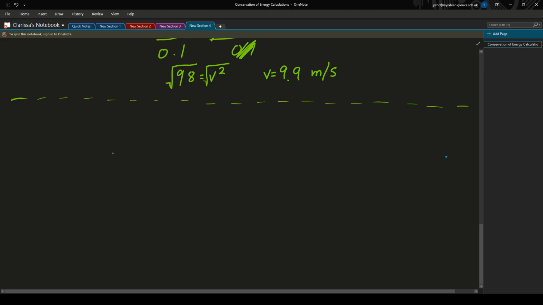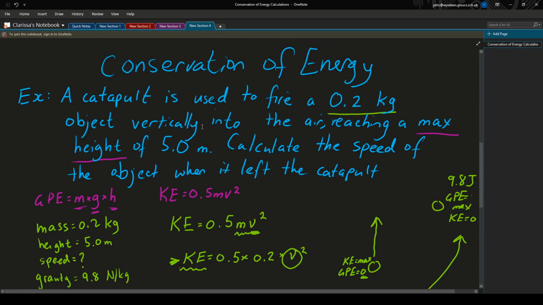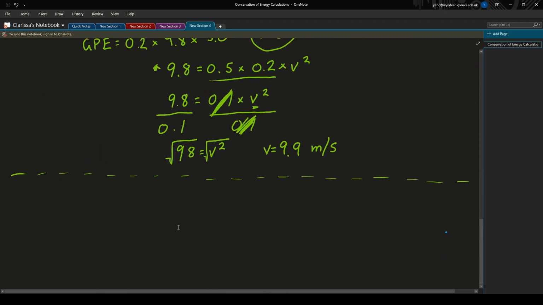So, from my question, because I know it's transferring from a kinetic energy store, because it's asking for the speed as it left the catapult, I know that it's to do with kinetic energy, and then I know it gains gravitational potential energy. I'm going to set them equal to each other from the start.